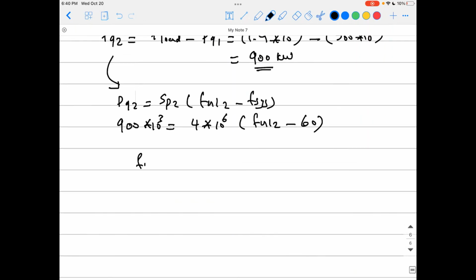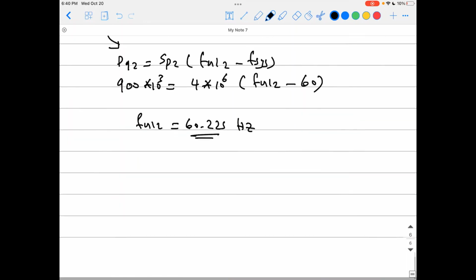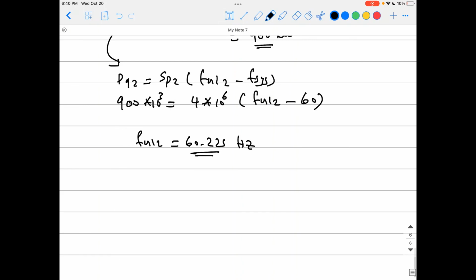Solve for this, and this gives you F no load 2 to be 60.225 hertz. Okay, guys? That is the no load frequency of generator 2.